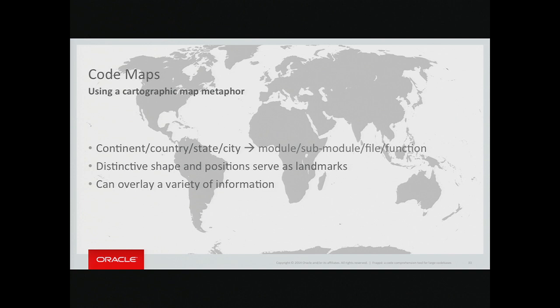The core idea is, if you think about the world map, the continent, country, state, city hierarchy that people are used to, the equivalent in code. So from your high-level architectural components being the continents, down through to the individual files and functions as you zoom in. The reason we're using this metaphor is that we believe the distinctive shapes and positions on a map serve as visual landmarks. So you have this perceptual understanding of where things are without having to think about it too much.